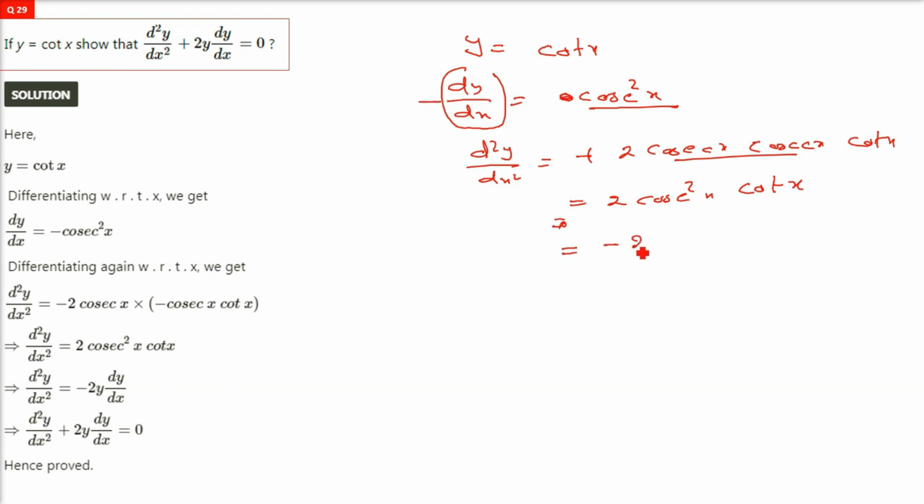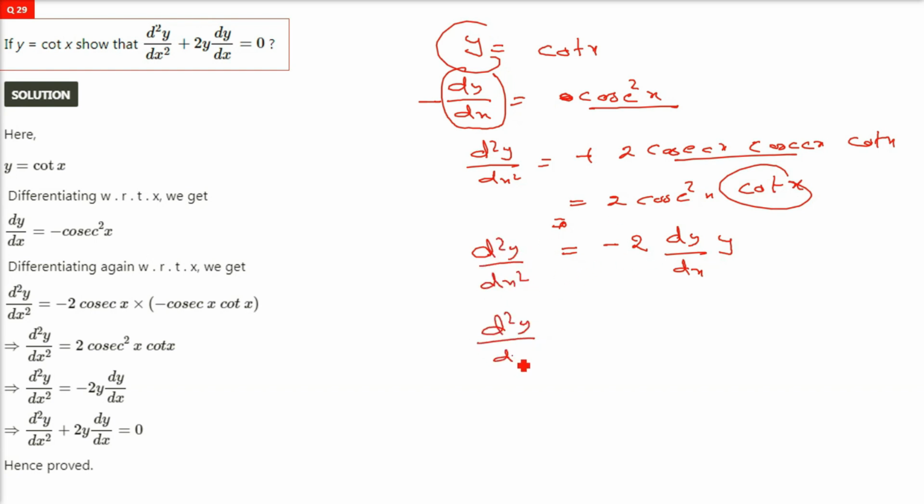So we have minus 2 in place of cosec square x. I am writing negative dy by dx. Then we have cot x here. So this is y only, cot x is y only. So d2y by dx2 is minus 2y dy by dx. Bring that right hand side on the left hand side. So it will be plus 2y dy by dx, and that is going to be equal to 0.